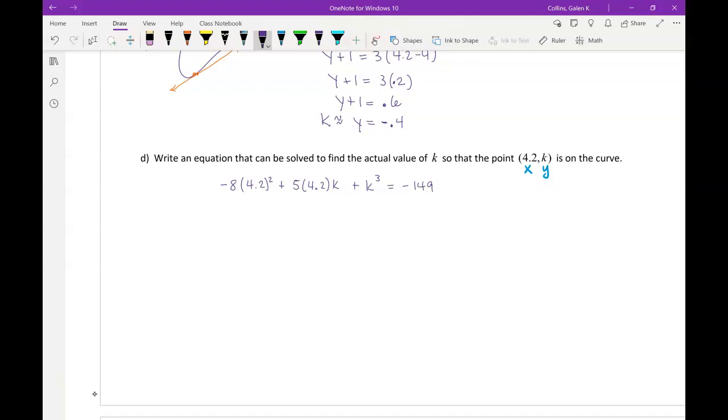We do not have to try to solve that for k. We do not have to isolate k. We have written an equation that could be solved. We're just not going to solve it to find the actual value of k.